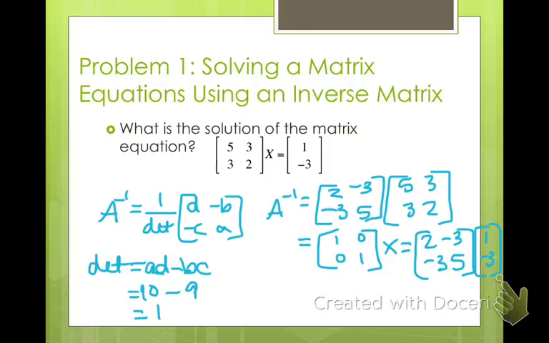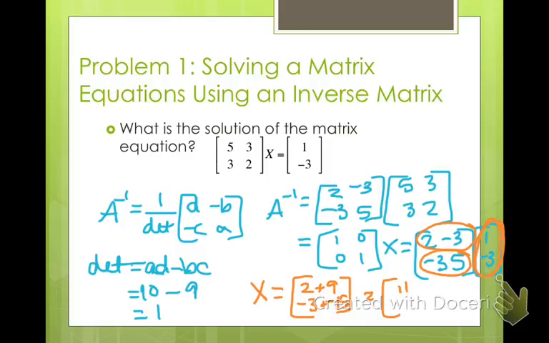So in order to do this, we need to use our matrix multiplication. We're going to multiply top times bottom. So x is 2 times 1 is 2, plus negative 3 times negative 3 is 9. And then on the bottom, negative 3 times 1 is negative 3, plus 5 times negative 3 is negative 15. So our value of x is [11; -18]. So this is your solution. If x is [11; -18], if you were to plug that in right here, you would get [1; -3].